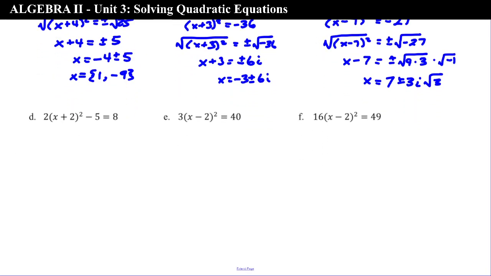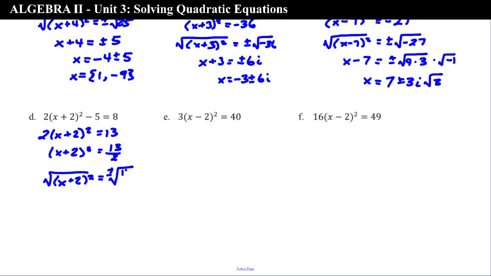All right, for D, we have to add 5 to each side first. So 8 plus 5 gives us 13. Then we're going to divide each side by 2. Don't let the fact that you're going to end up with a fraction discourage you. Just do what you know you have to do. Because now what we have to do is take the square root of each side. But thanks to the last section, we know how to handle a square root of a fraction. And we're going to handle that by rationalizing it.